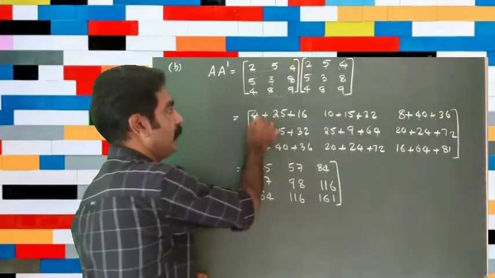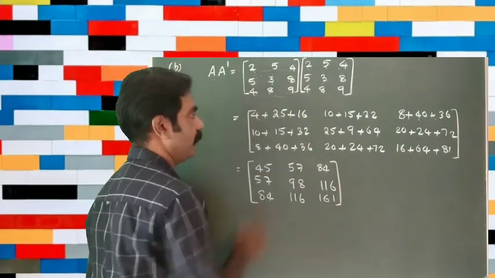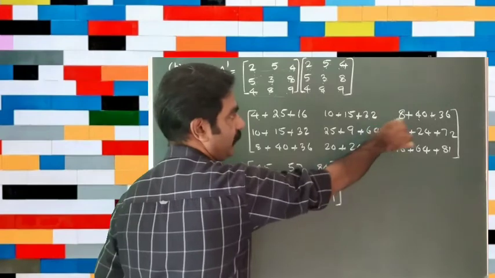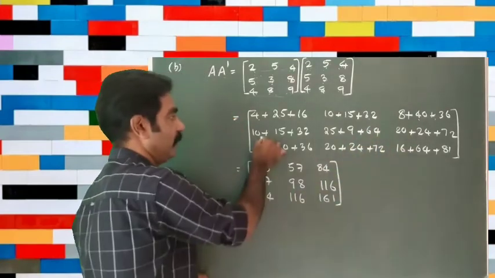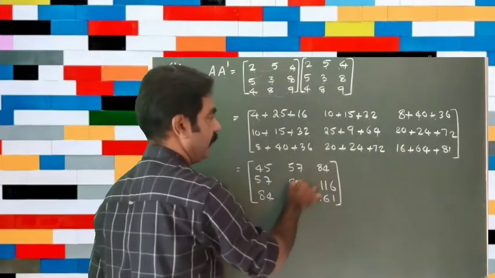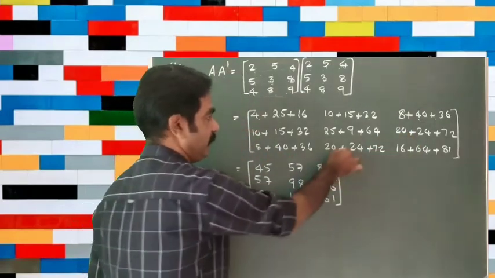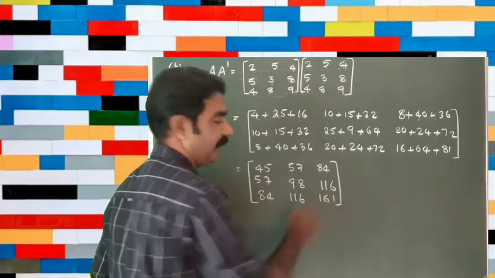So we can add this: 4 plus 25 plus 16 becomes 45. 10 plus 15 plus 32 becomes 57. 8 plus 40 plus 36 is 84. It also becomes 57. This becomes 98. This becomes 116. This becomes 84. This becomes 116, and this becomes 161.